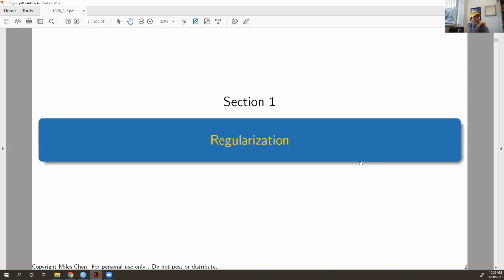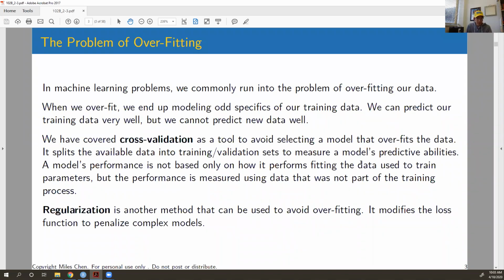Okay, so regularization. These are also called shrinkage methods, and they're methods to adjust the coefficients that we fit. It's a way to address overfitting, right? In machine learning problems, we commonly run into the problem of overfitting our data. Overfitting means that the model we fit ends up modeling odd specifics of our training data. We can predict the training data very well, but we cannot predict new data very well.